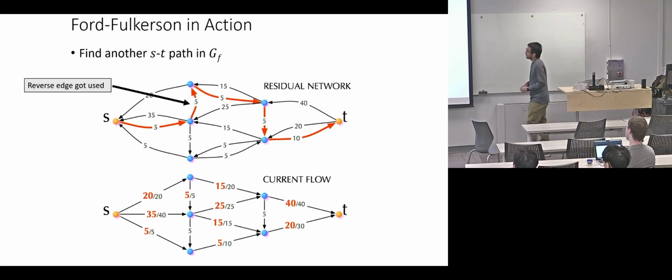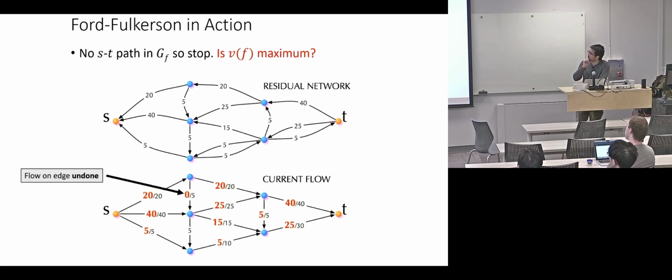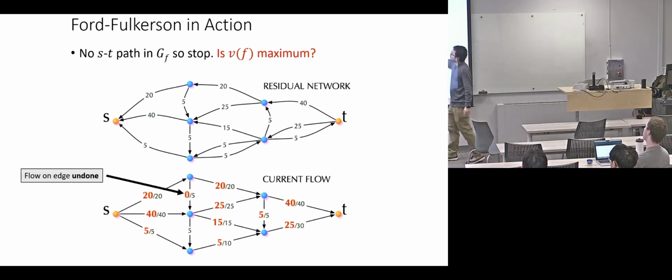And at least you can see that when we send flow along this, we actually cancel flow that we have done. So when we augment this, now you're going to cancel this one from 5 to 0. Okay. So now there is no path from S to T in the residual graph.